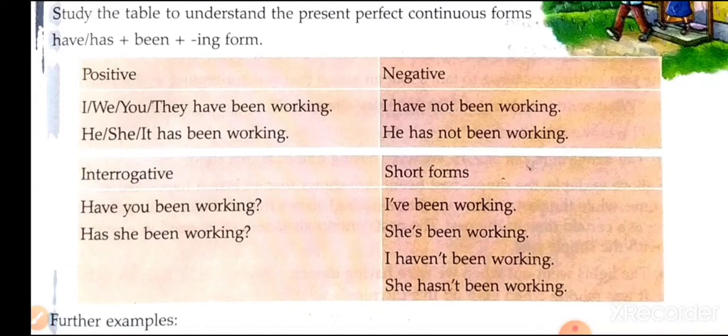Interrogative, short forms. Have you been walking? I have been walking. Has she been walking? She's been walking. I haven't been walking. She hasn't been walking.